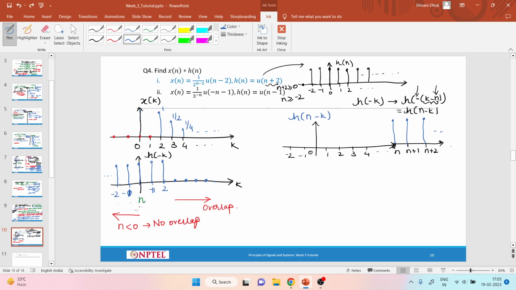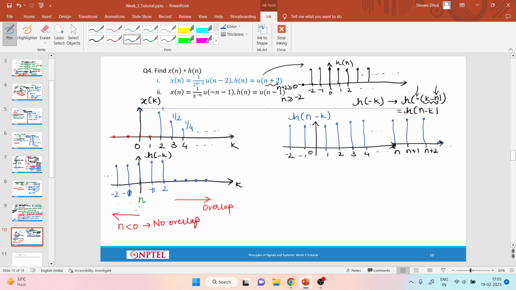And then after this it will be 0. That is, from n plus 3 it will be 0. But here, all of it will be 1. Like this.